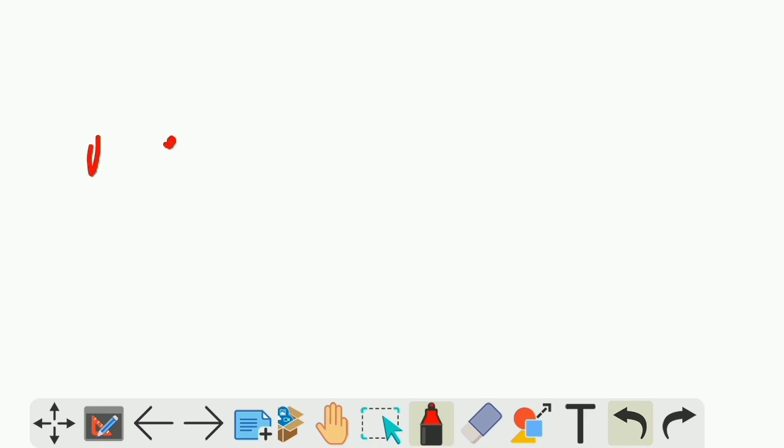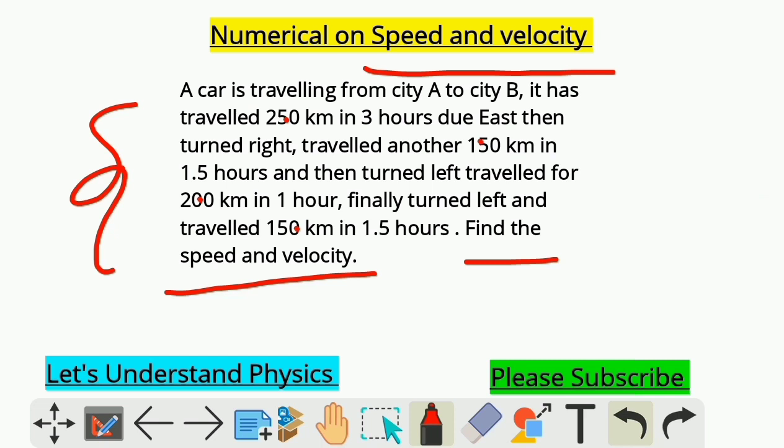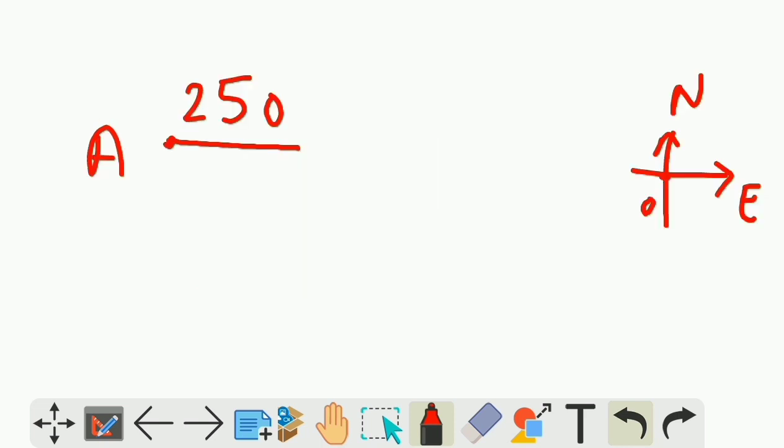City A, I am just taking one mark because the car is traveling from here towards the right side. You know, right? While learning displacement we have learned the directions. From the point of starting, towards the right you have to take as the direction of east. How much distance? 250 km. And how much time? 3 hours. I'm just writing here only 3 hours.